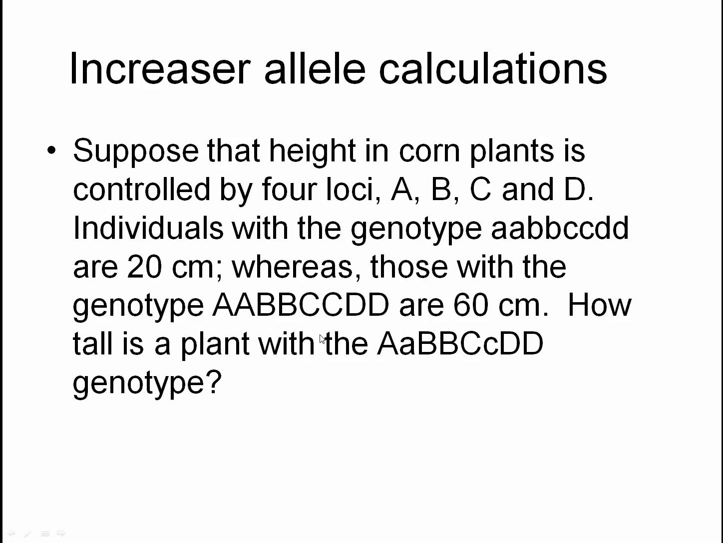Now we can ask this question: how tall is a plant with the following multilocus genotype? Suppose it's heterozygous at the A locus, it's homozygous for the big allele for B, it's heterozygous for C at the C locus, and it's homozygous for the increased allele D at the D locus.